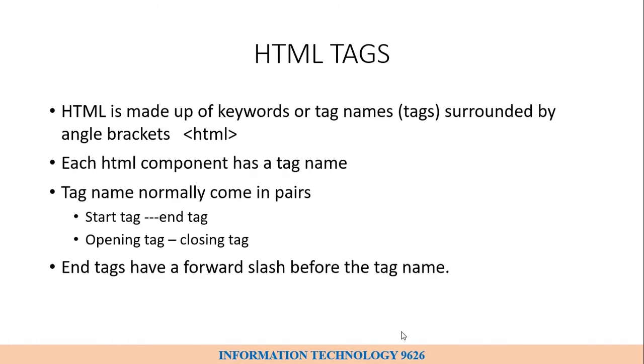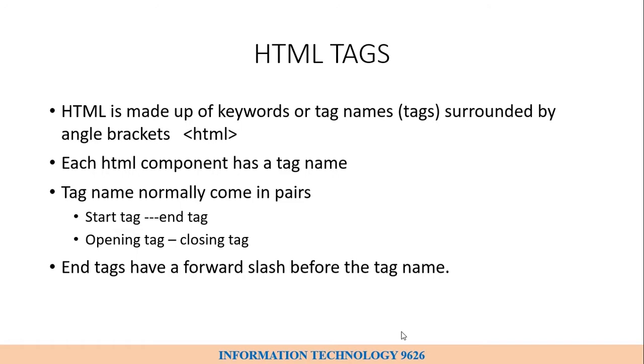Each HTML component has a tag name. Normally the tag names come in pairs. We call them the start tag and the end tag. It is also called opening tag or closing tag. So how would you distinguish an end tag from an open tag or a start tag? Normally end tags have a forward slash before the tag name.